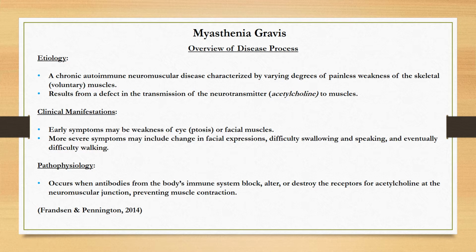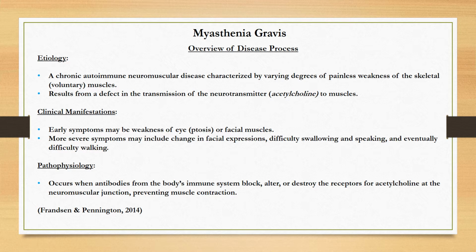And what you'll see with these particular patients, if you see them at all, a lot of times you're not going to see them in the hospital setting most of the time because they manage real well with medications, usually in the home care setting, but you may see it from time to time. They start off with drooping of the eyes, ptosis is the medical term for that, and muscle weakness of the face, and then it starts affecting the rest of the body, with difficulty swallowing, speaking, and then eventually difficulty walking.